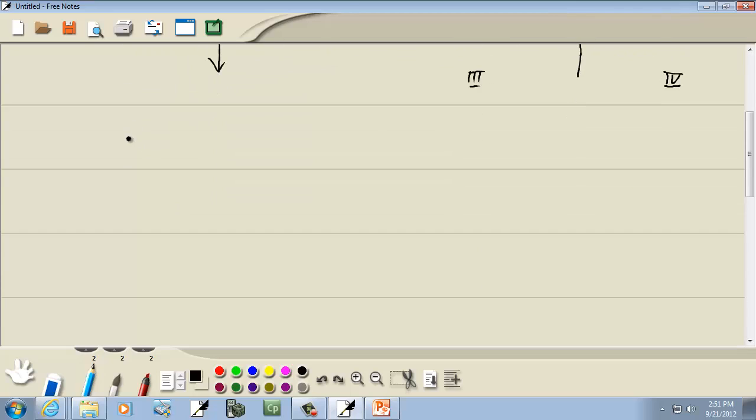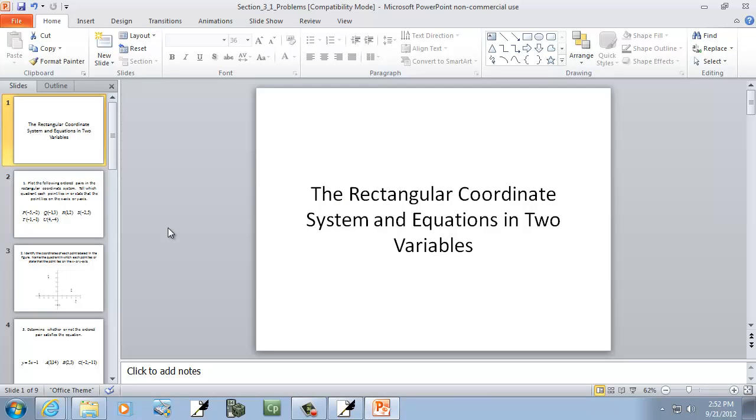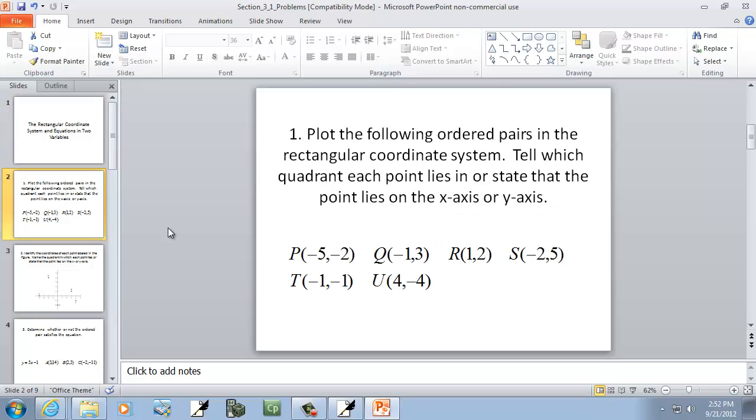Now we're going to be plotting something called a point. It's also called an ordered pair. And it looks like this. And I'll actually put a number here so we can see it. Now this refers to our x part of our point, and this one right here refers to our y part of our point. Now these first problems revolve around plotting. So let's do that.